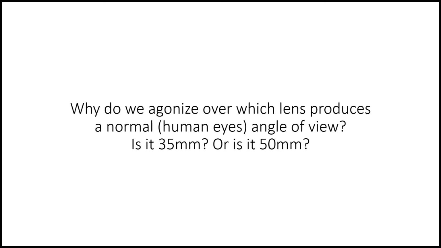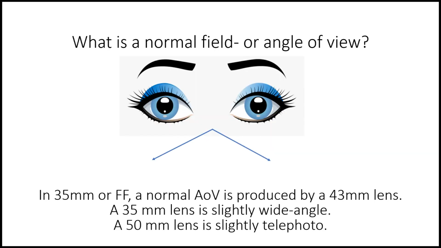Why do we agonize over which lens produces a normal angle of view? And by normal, that would be roughly what the human eyes see. Is it 35 or is it 50 millimeter? What is a normal field or angle of view?